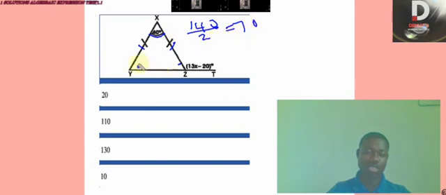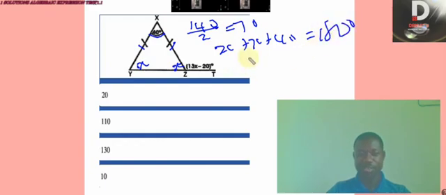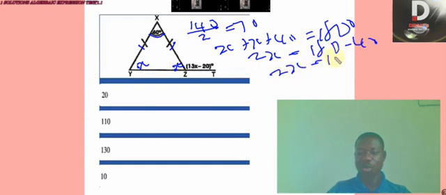So in paper 2, you represent here by x, there by x. So you say x plus x plus 40 must give me 180 degrees. So 2x equals 180 minus 40. 2x equals 140.